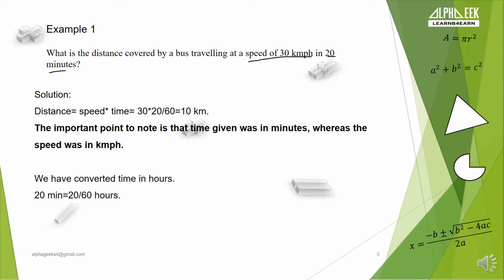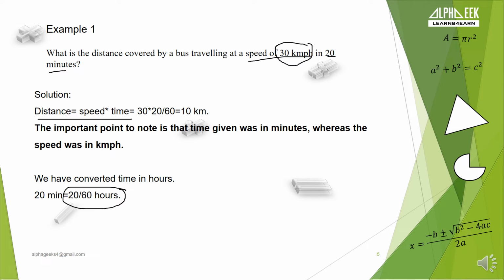We know that speed is equal to distance upon time. So what will be distance? Distance will be speed into time. Now here speed is given in kilometers per hour and time is given in minutes. So first we need to convert those minutes into hours. By dividing 20 minutes by 60, we can convert 20 minutes into hours, because we know that 1 hour is equal to 60 minutes. So 20 minutes will be equal to 20 by 60 hours.